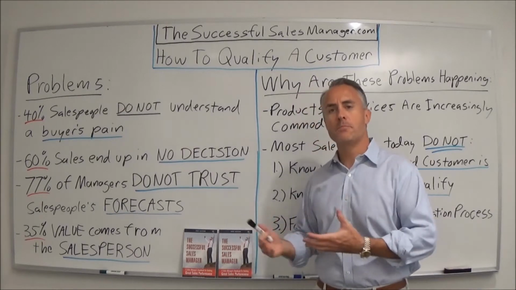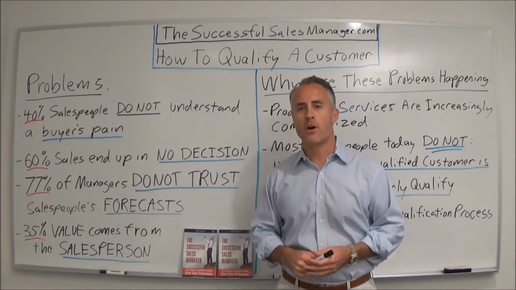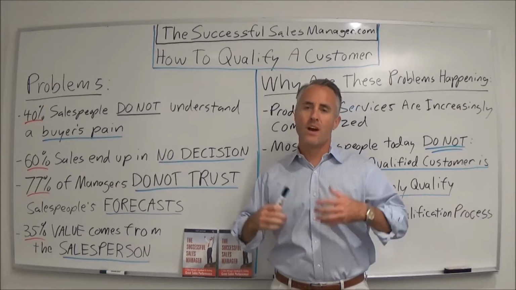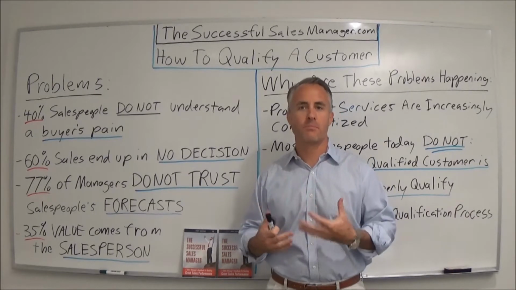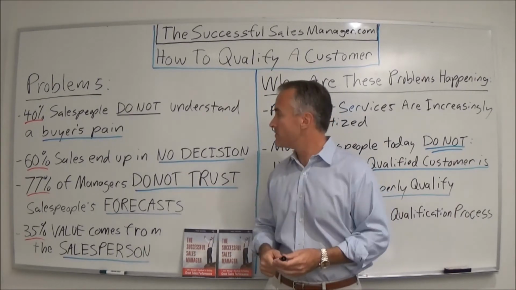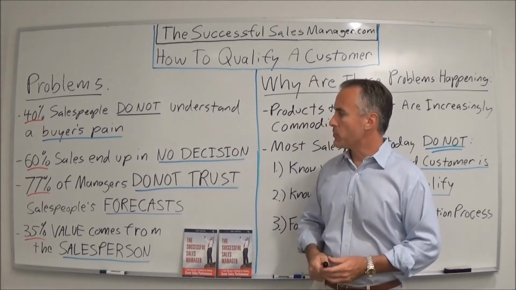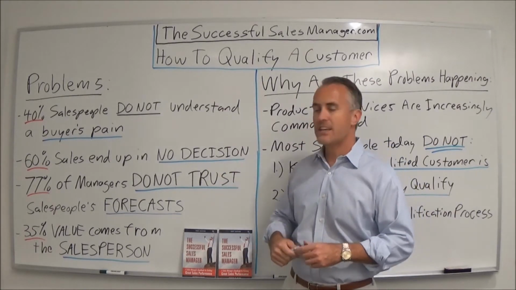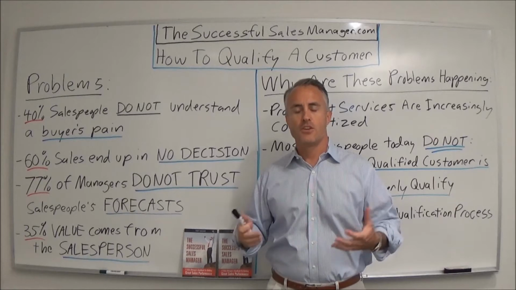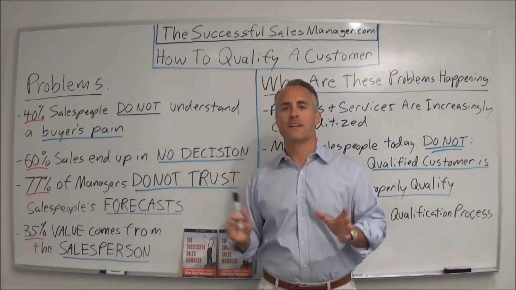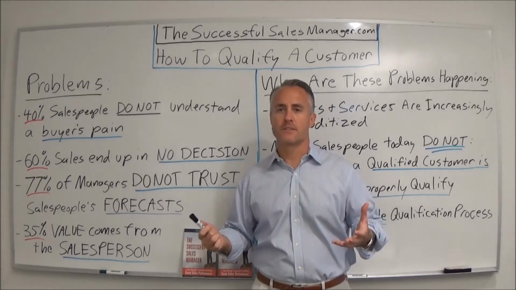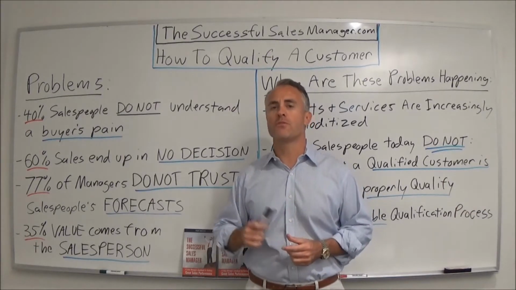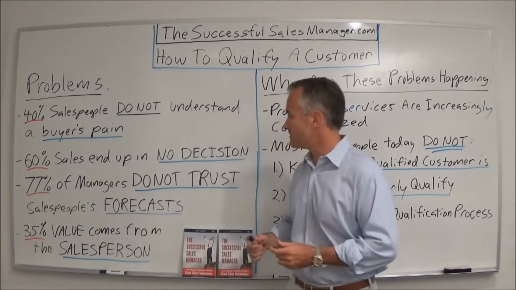Think about this, 70% of people will buy to solve a problem and 30% will gain something. So how are you going to compel a customer to buy if they see no need to change? The second problem we're dealing with is that 60% of sales end up in no decision. Your greatest competition is not your immediate competitors, but doing nothing. Once you understand this key point, it will fundamentally change the way that you sell.